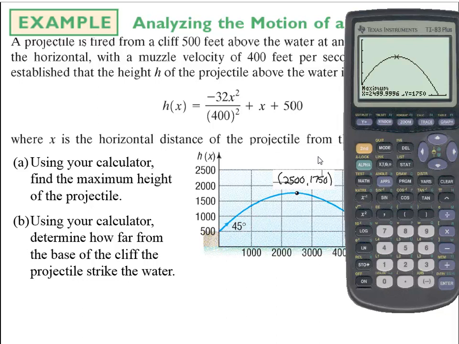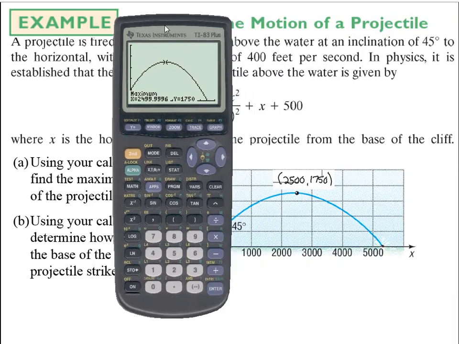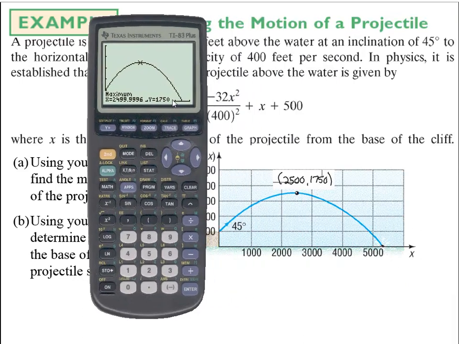Okay, and then letter B says use your calculator to determine how far from the base of the cliff the projectile strikes the water. Now for a TI calculator, right, we're finding this x-intercept. For a TI calculator, finding that x-intercept's a little bit trickier. So here's what I'm going to do on my graph. I need to see below the x-intercept on my TI. Right? So I'm going to go to my window and open up the y-min to be like negative 1,000. So I want to be able to see below the x-axis.